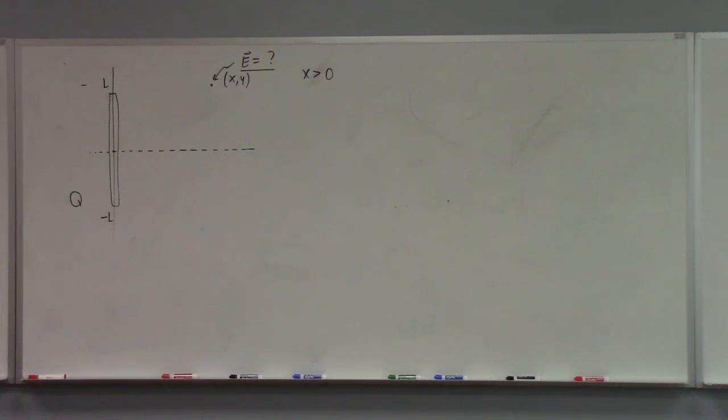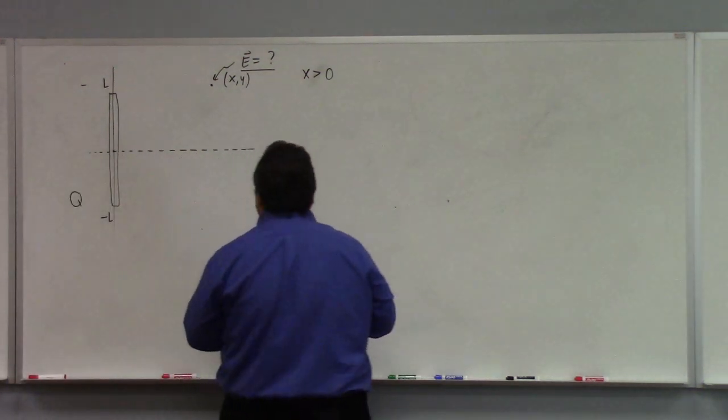Although there was a year I asked the Physics 2 students to find the electric field due to an L of charge, and I put the point on the diagonal, but then they refused to do it. So, I don't know. I don't know what that means.